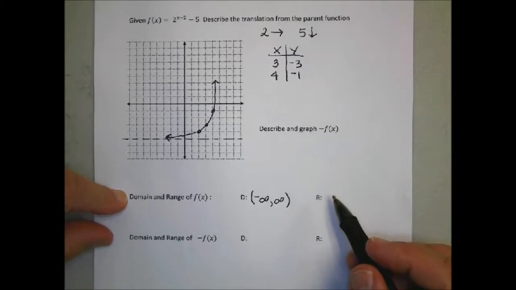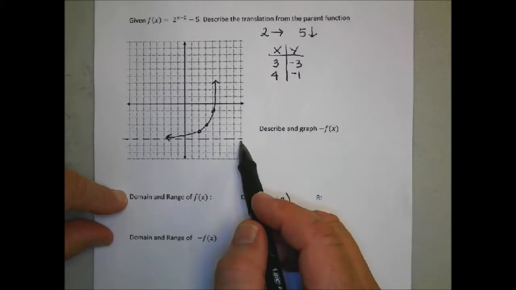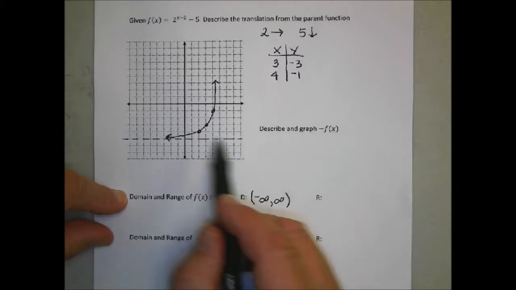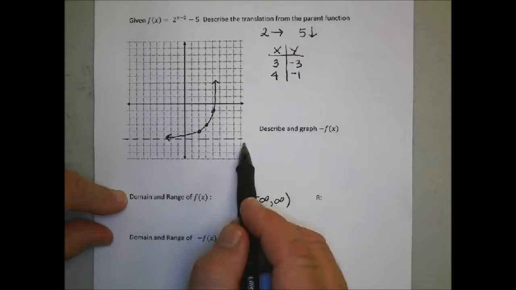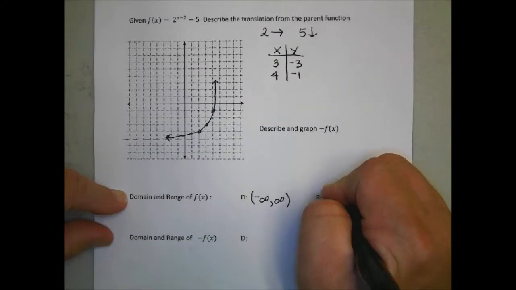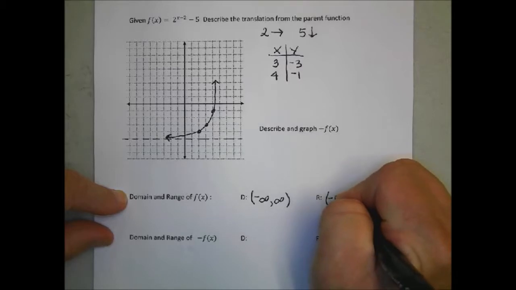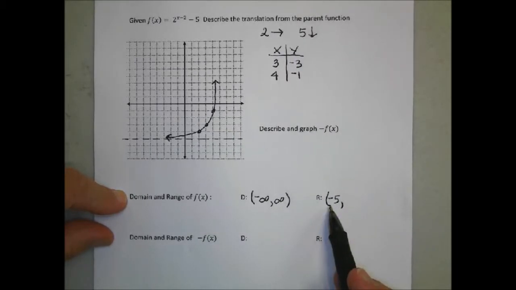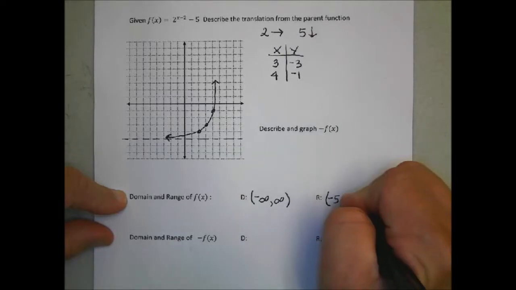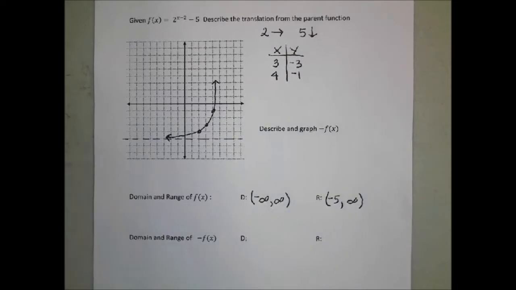Now the range. The lowest point is the asymptote, which is at y equals negative 5. But remember, this graph never touches that negative 5 line. So the lowest point is an open negative 5 because it never touches it. If it had touched it, it would be closed, but it doesn't. So it's an open negative 5. And then the high part of the range is infinity because this goes up forever and ever.